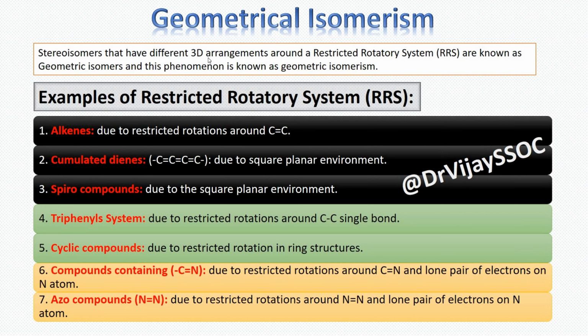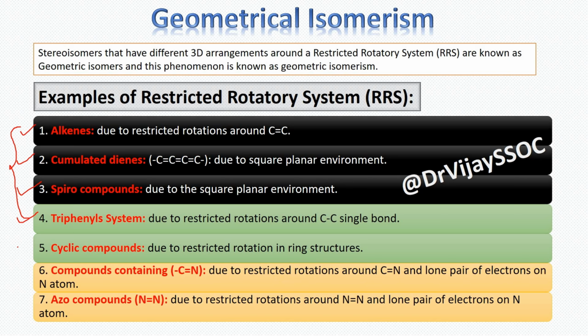Friends, so far we have understood how to identify the geometrical isomers and optical isomers in alkenes, cumulated dienes, spiro compounds and biphenyl systems just by two simple rules. We have learned just two simple rules, and these two rules are applicable in all these four systems. It is very interesting, isn't it?